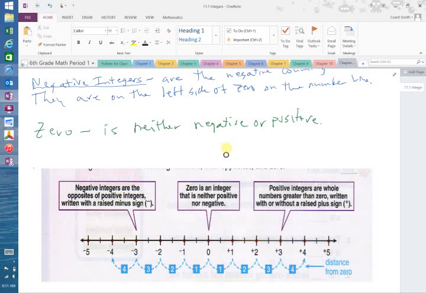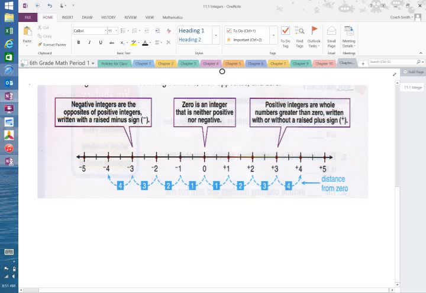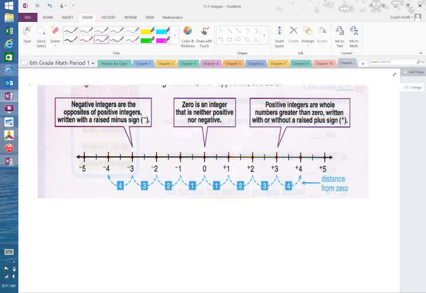Okay? So let's look at the little graph here, a little graph that we pulled out of the book. All right? This is talking about your positives and negatives. Okay? It says negative integers are the opposite of positive integers, written with a raised minus sign. Okay? So basically, if you're writing a negative number, and you've probably written this, it's just -4. Okay? Now they're saying that it needs to be raised. Okay?